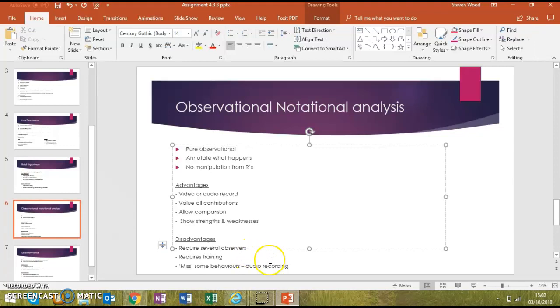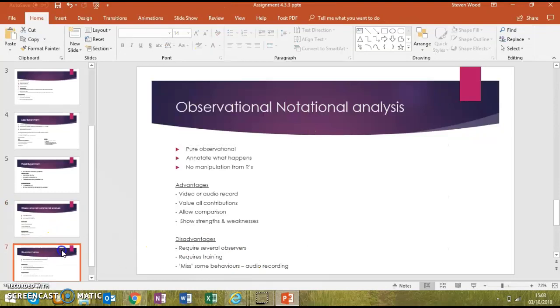Some disadvantages: it requires several observers in order to not miss any data and make it more valid. It also requires training from the researcher. It's quite hard to do, so it requires a trained researcher, and it also might miss some behaviors. For example, if you do audio recording of a participant and you're asking them certain questions, you might miss some behaviors that are pivotal to the answers you're getting back, because it's just audio and you can't see things like body language.